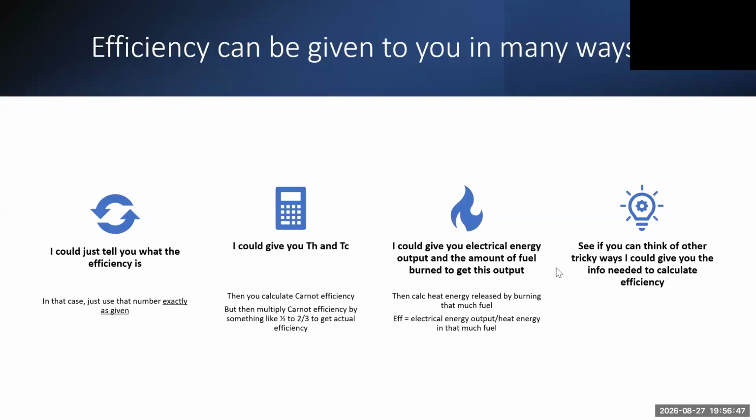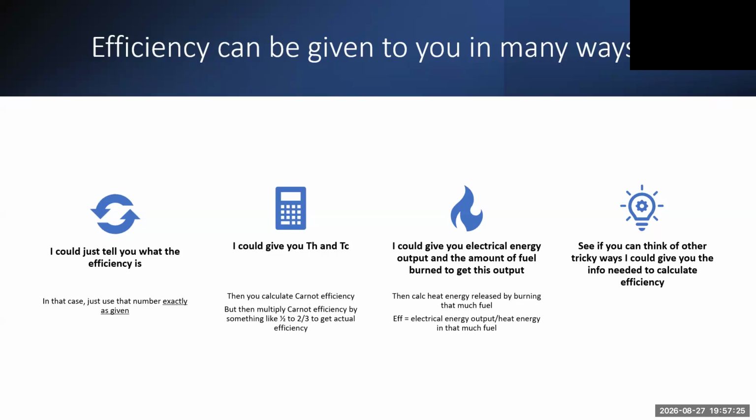There's all kinds of ways and problems I can give you the efficiency. I can just tell you what the efficiency is, and that'll make life easy, depending on what I ask, of course. I could give you T hot and T cold, and then you could calculate the Carnot efficiency, and then you could estimate that this particular power plant is going to get something like 1/2 to 2/3 of the Carnot efficiency. I could give you the electrical energy output and the amount of fuel burned to get this output. So then you're going to have to calculate how much heat energy was in that much fuel. And then you can calculate the efficiency.